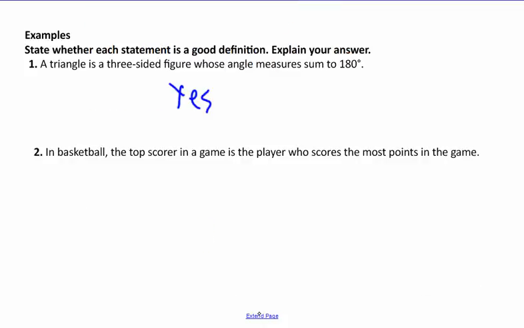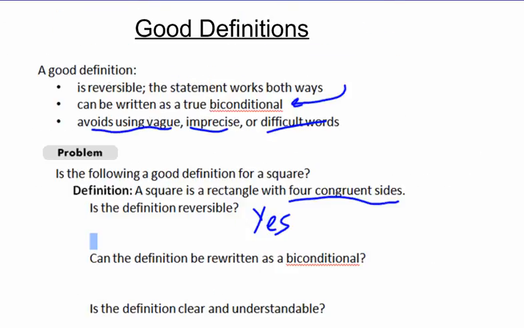And the last one, in basketball, the top scorer in a game is the player who scores the most points. If we could reverse it, we could say in basketball, the player who scores the most points is the top scorer in the game. Yeah, it makes sense. It's pretty simple, but that's a good definition. All right, so that covers good definitions. Just remember what a good definition is.